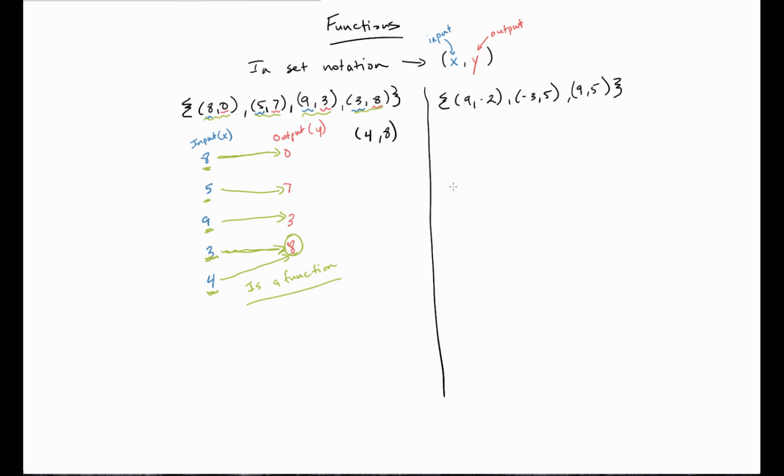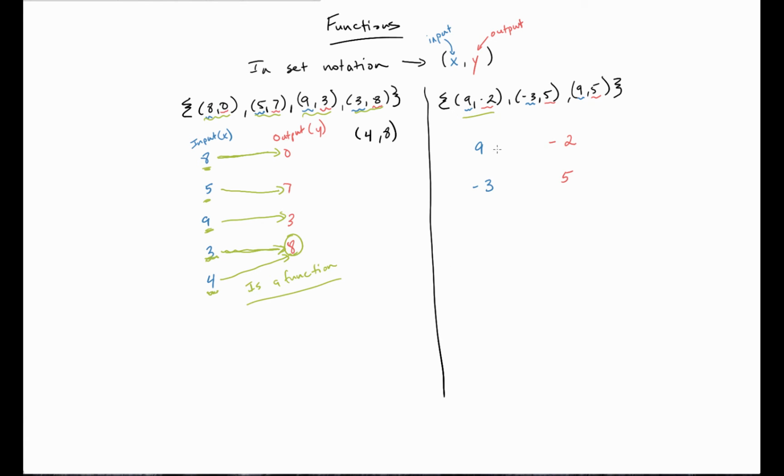So now let's look at an example where a set of ordered pairs tells us that something is not a function. So I'm going to do the same thing as before. I'm going to list out all of my inputs. You'll notice that I did not list out the 9 twice. There's no need to. And I'm going to list out all of my outputs. All right. Now I'm going to match them up.